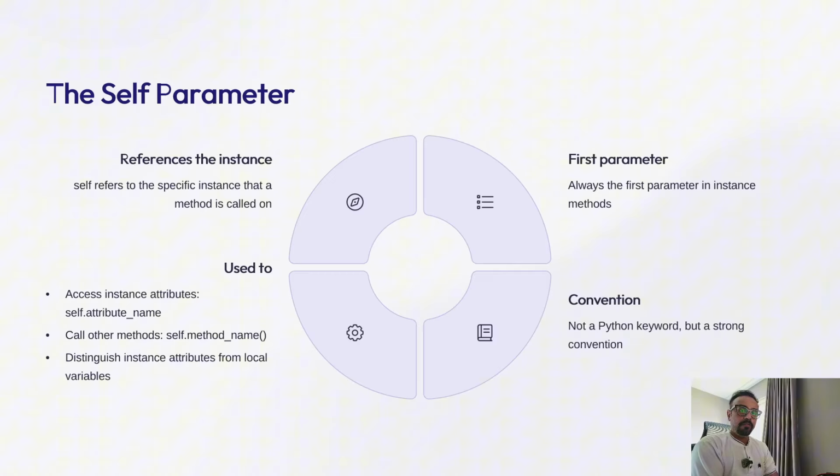Now again, one more very special and important concept, the self parameter. In a Python method, it refers to the specific instance that the method is called on. It's always the first parameter in instance methods. Though it's not a Python keyword, you could technically use a different name, but self is the standard convention that all Python programmers follow. The self parameter is used to access instance attributes with self.attribute_name, call other methods with self.method_name, and distinguish instance attributes from local variables or parameters with the same name. This mechanism is fundamental to how instance methods operate in Python, and is what allows different objects to maintain their own state.